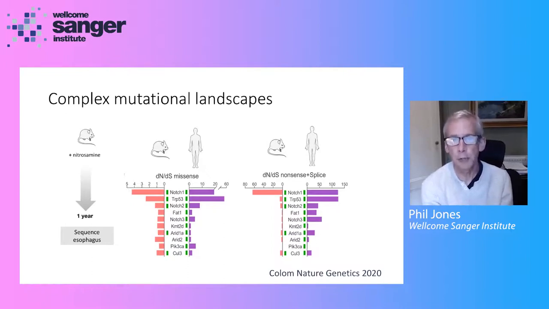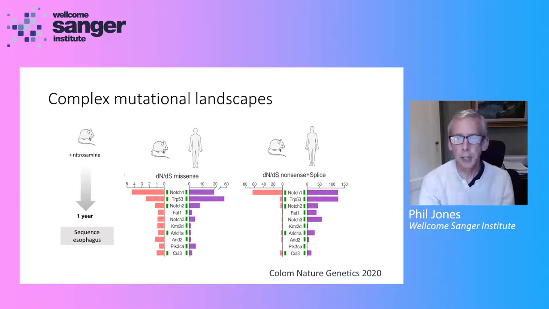So can we model this in the mouse, this more complex landscape, and see how it develops? To do this, we took some wild-type mice and exposed them to a mutagen called a nitrosamine that's found in cigarette smoke. And we aged those animals for a year. And then we removed the esophagus and did this gridded sequencing exercise that we've done on the humans.